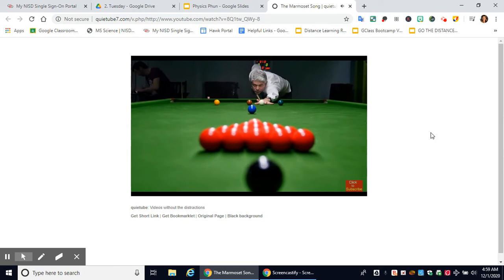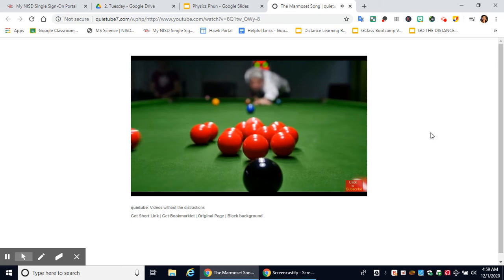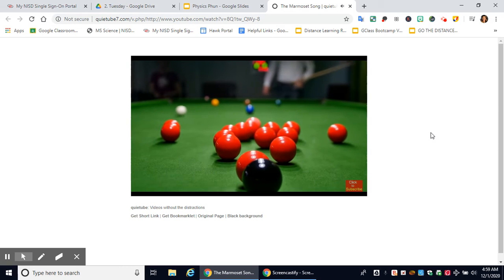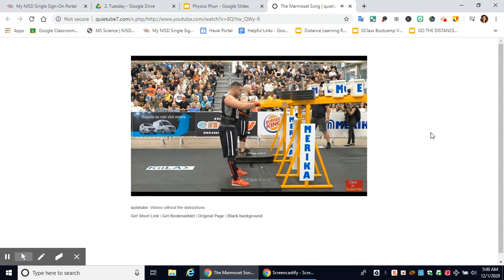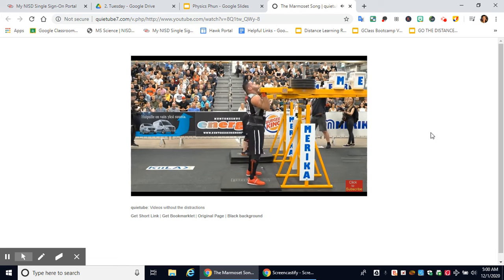The downward force of gravity is equal to the resistance force of the pool table. When the white ball strikes the red balls, the forces are now unbalanced and they move in the direction of the force. The forces are balanced on the weights. The downward force of gravity is equal to the resistance force of the yellow rack. The weights do not move. The weightlifter exerts an unbalanced force upward, and the weights move in that direction.